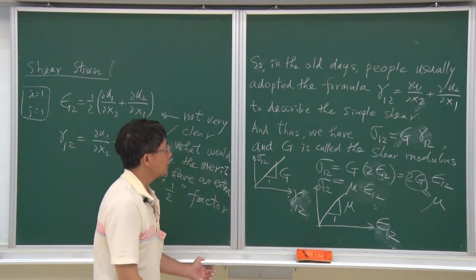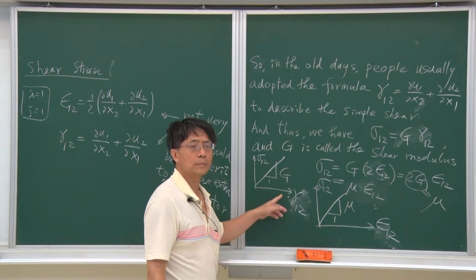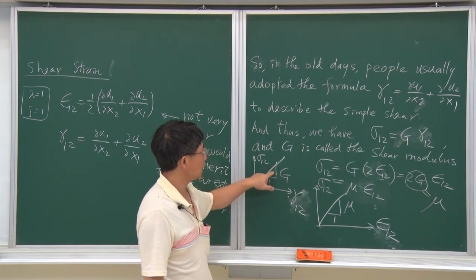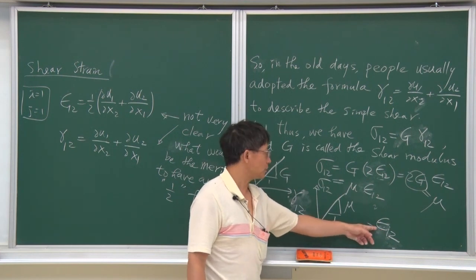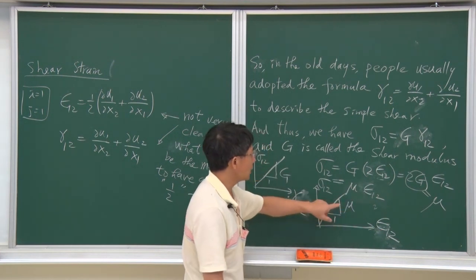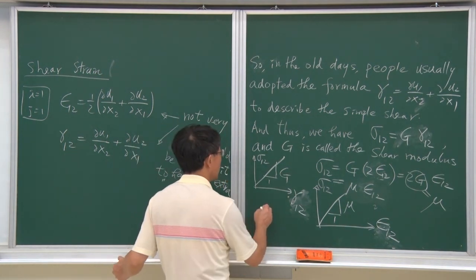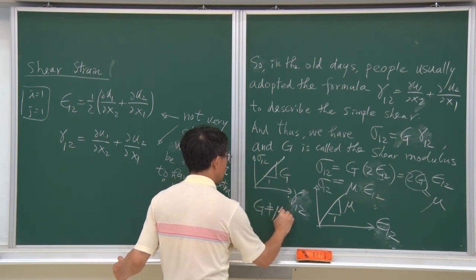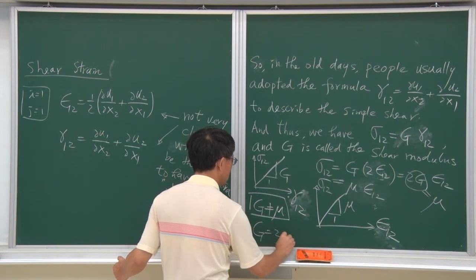Yes. See, if we use the old definition of shear strain, then the slope here is G. If we use the new definition of shear strain, then the slope here is mu. So as a result, we know that G equal mu. In fact, G equal to mu. Okay.